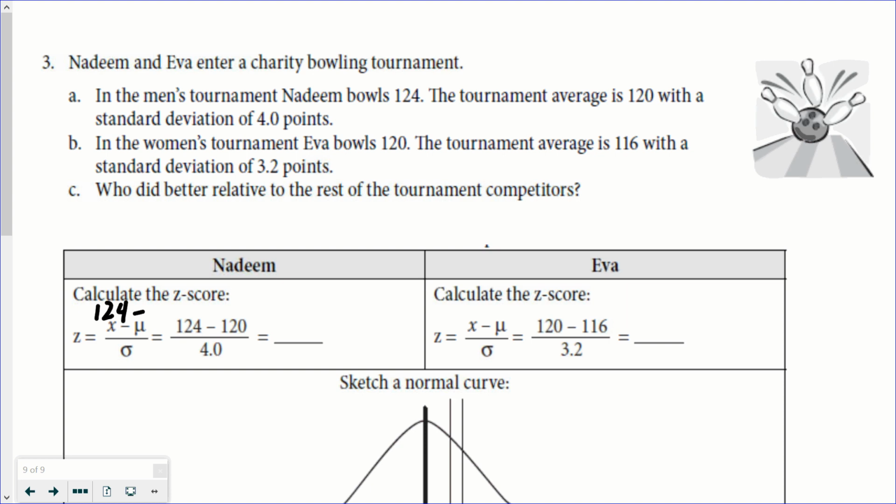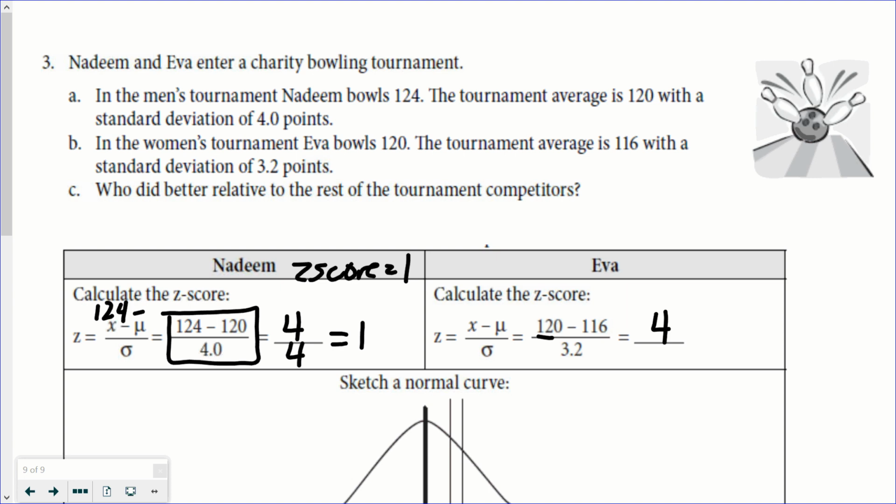So for Nadim, Nadim's raw score is 124. The mean for that tournament, oh, it's right here, is 120. And the standard deviation is 4.0. So 4 divided by 4 is equal to 1. So Nadim's Z score is equal to 1.